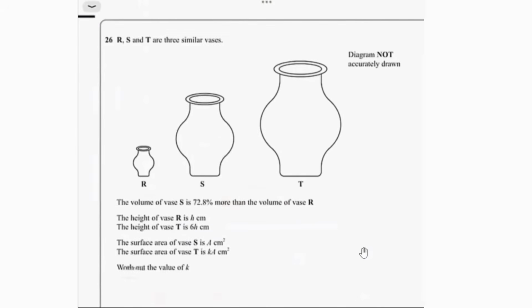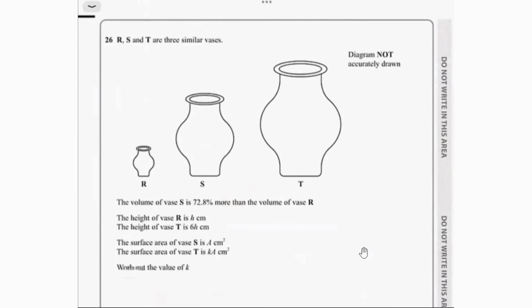So question 26 was also one of the questions that confused students the most. In this case, they're asking us to find the value of K. Looking at the question, we have three similar bases, and the volume of base S is 72.8% more than the volume of base R. The height of base R is h centimeters and the height of base T is 6h centimeters. The surface area of base S is A centimeter square and the surface area of base T is kA centimeter square. We need to work out the value of K.